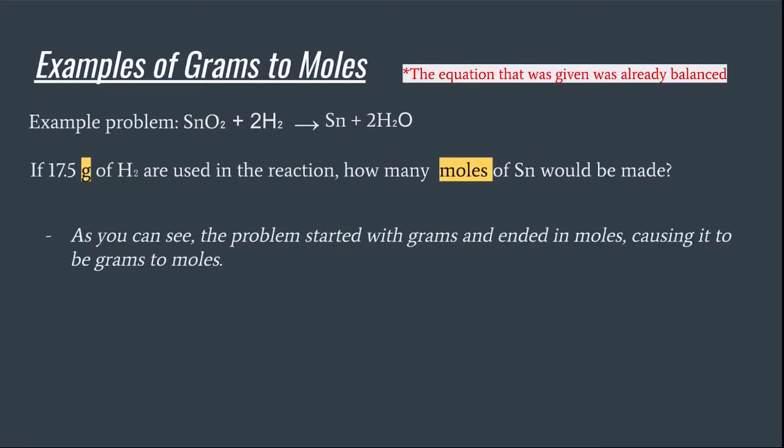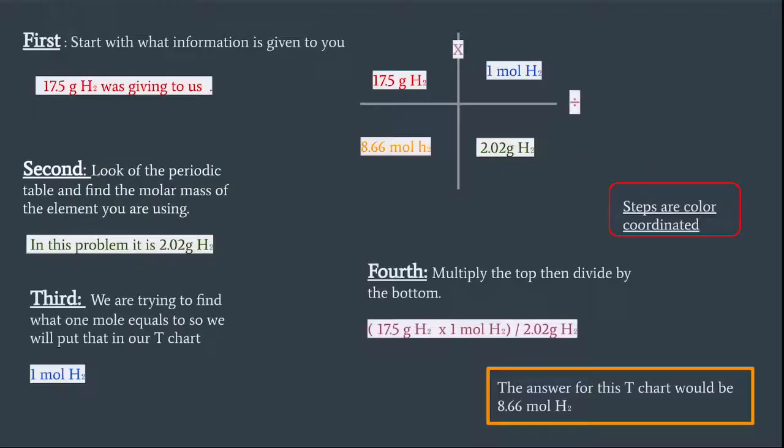Examples of grams to moles. So as you can see, that is the example problem we will be using. It'll say, if 17.5 grams of H2 are used in the reaction, how many moles of SN would be made? So as you can see, we started with grams and we end with moles. And lucky for us, this equation was already given to us balanced.